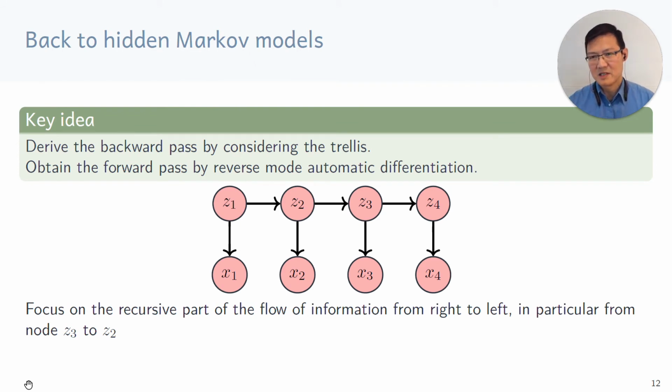So let's go back to the hidden Markov model. We can derive the backward pass by considering the trellis, and we can obtain the forward pass by essentially doing reverse mode of automatic differentiation. So the reason we presented the computational graph earlier, going from right to left, is so that it corresponds to going backwards in the hidden Markov model. Recall the same model here. We have 4 hidden nodes and 4 observed nodes, and we focus on the recursive part of the flow of information from right to left, in particular going from node Z3 to Z2.